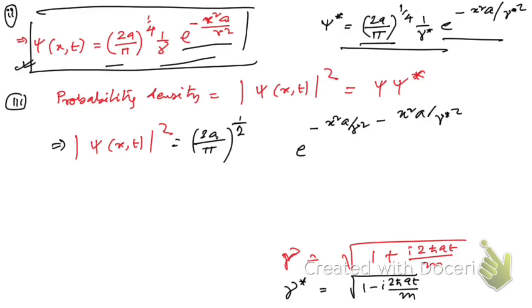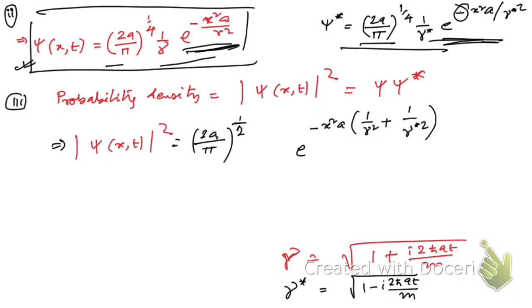So you can take this common, x square a can be taken common, then within bracket we're going to be left with 1 by gamma square plus, taking the minus sign common, 1 by gamma star square, right? Hope you have understood this. When you multiply these two, then the power should be added, right?